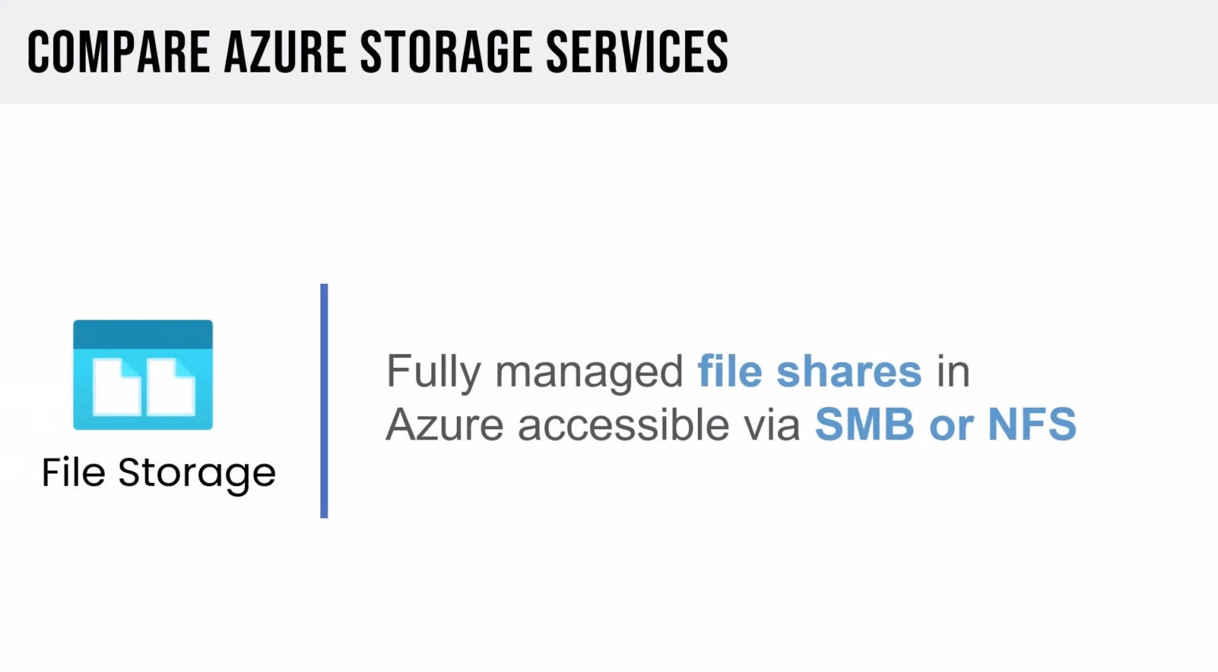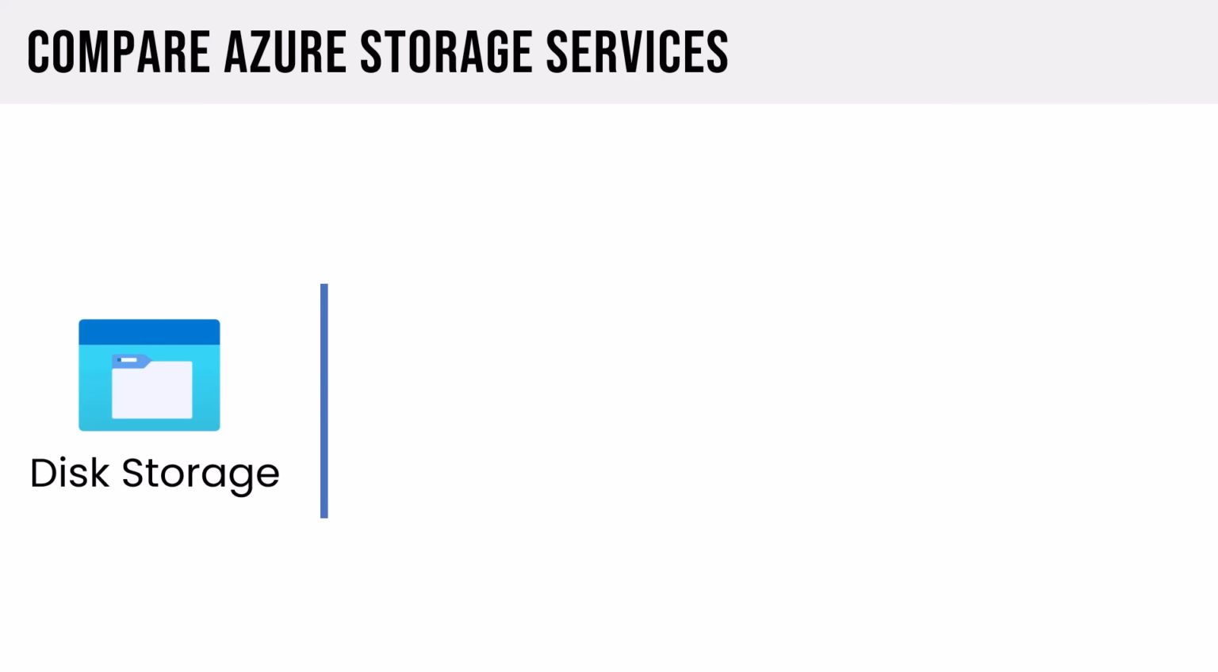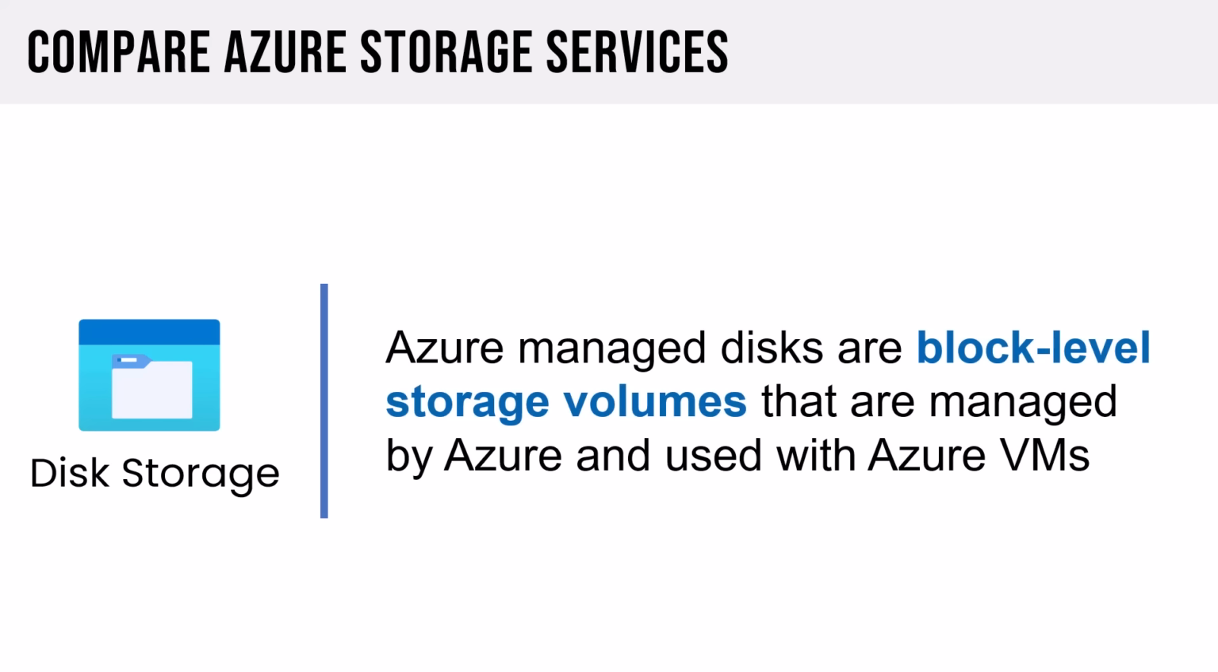Next up, we have file storage, which is fully managed file shares in Azure, accessible via SMB or NFS. SMB is how we access files on a Windows system, quite typically, and NFS is a rough equivalent in the Linux world. Unique in form versus SMB, but similar in function. Next up is disk storage. Azure Managed Disks are block-level storage volumes that are managed by Azure and used with Azure VMs. And do pay special attention to the areas I call out in bold type and with the highlighter. These are going to be helpful to you on exam day.